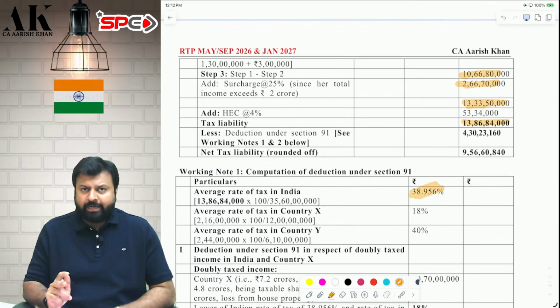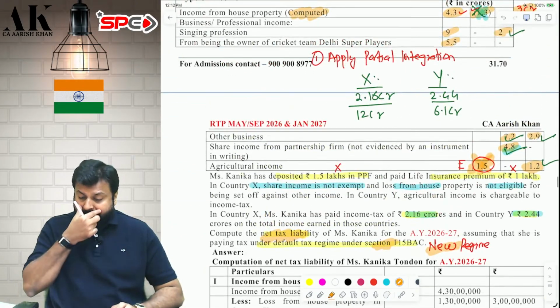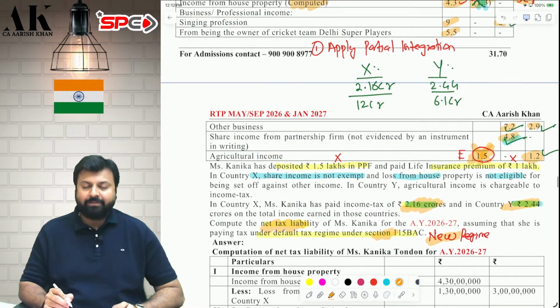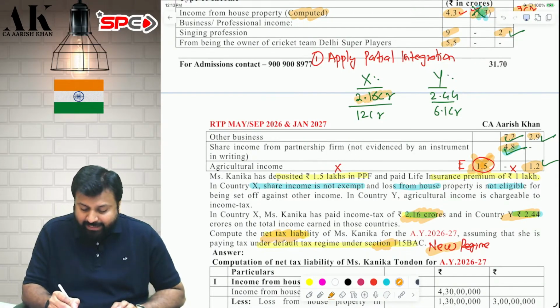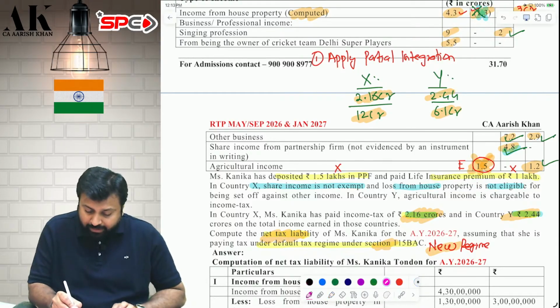You will get your average rate in India. Then you have to find out average rate in foreign country. Now, average rate in foreign country is not directly given. They have given you tax paid in country X and tax paid in country Y. Now, because they have given you these, you can find out average rate. How? Tax in country X divided by income of country X, tax in country Y divided by income of country Y. Sir, how did you find out this income?